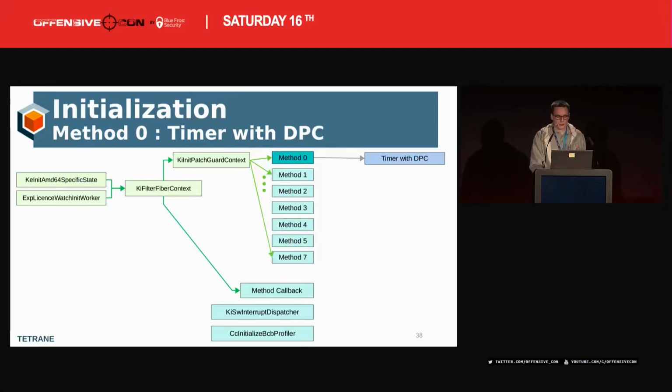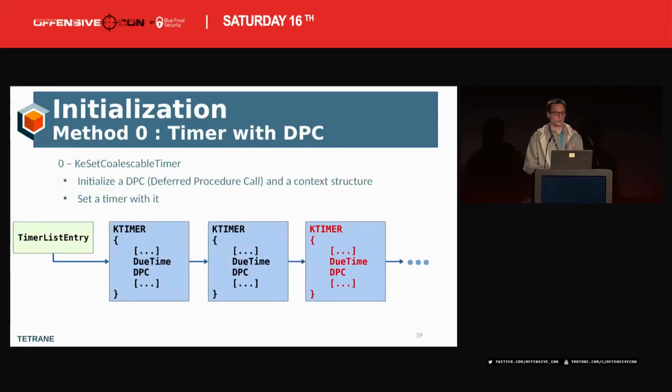So let's have a look at each method. The first one uses a timer with a DPC. So basically, PatchGuard will initialize a DPC, which is a deferred procedure call, on a context structure. And with KeSetCoalescableTimer, it will set a timer with it, which means that in system view, basically it will go in a kernel structure, which is a timer list entry, and it will add a timer to this list entry, which will be triggered regarding the due time. And basically, if you want to disable this method, you just have to go through this timer list entry and find the right timer, and set the due time to infinity so that PatchGuard won't trigger again.